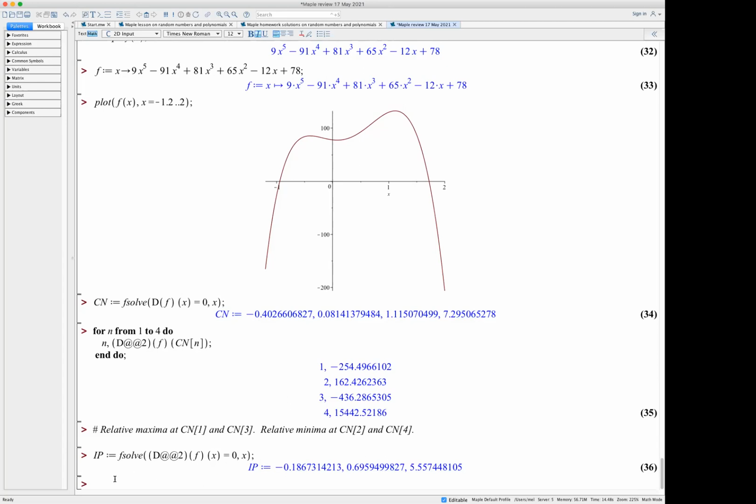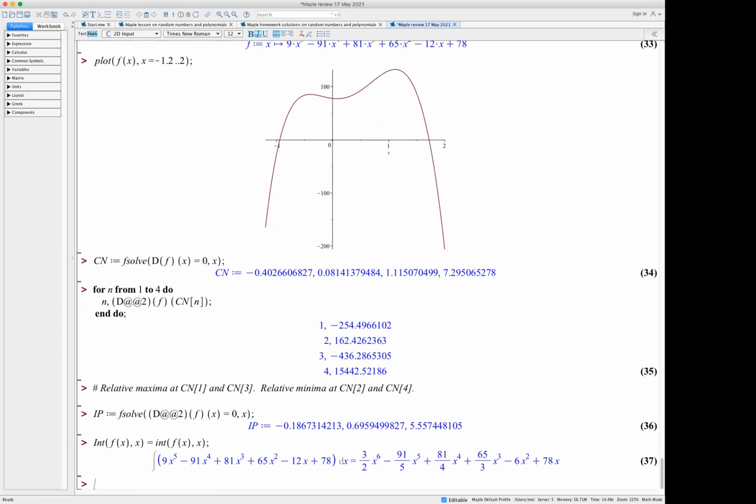And to compute the indefinite integral, you want to integrate f of x comma x, equals int with a lowercase i. The integral of this 5th degree polynomial is always a 6th degree polynomial. All right. So that's problem 20.